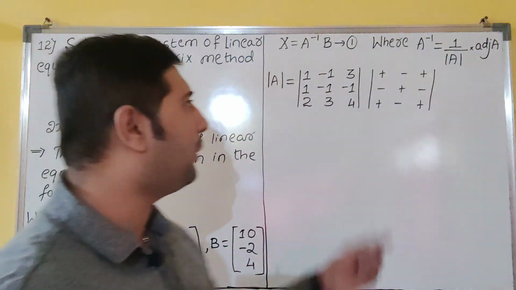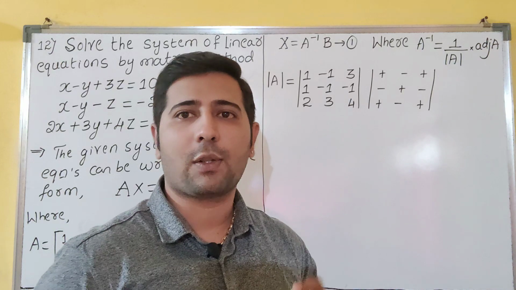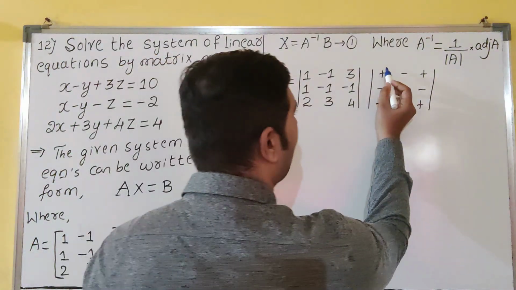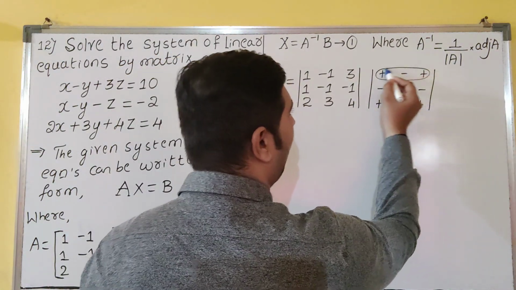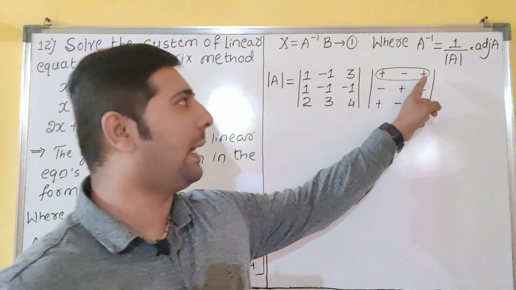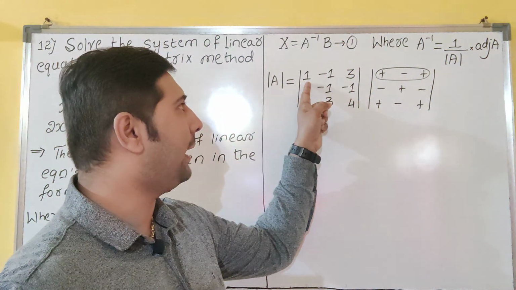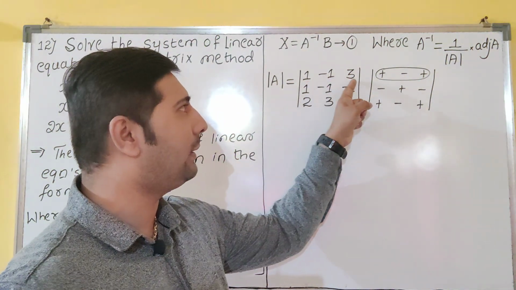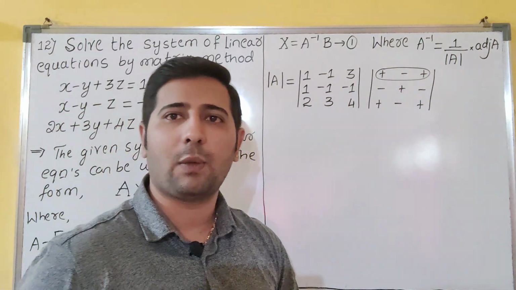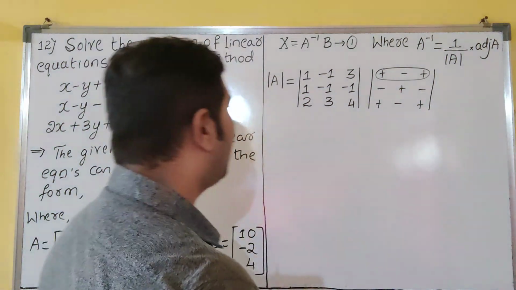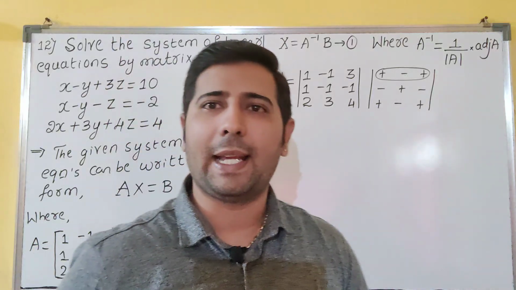So now I am going to expand the first row, dear students. Expanding the first row means this is your first row. Can you see? Plus, minus, plus. Your first row is 1, minus 1, 3. So I have to expand row 1 now.